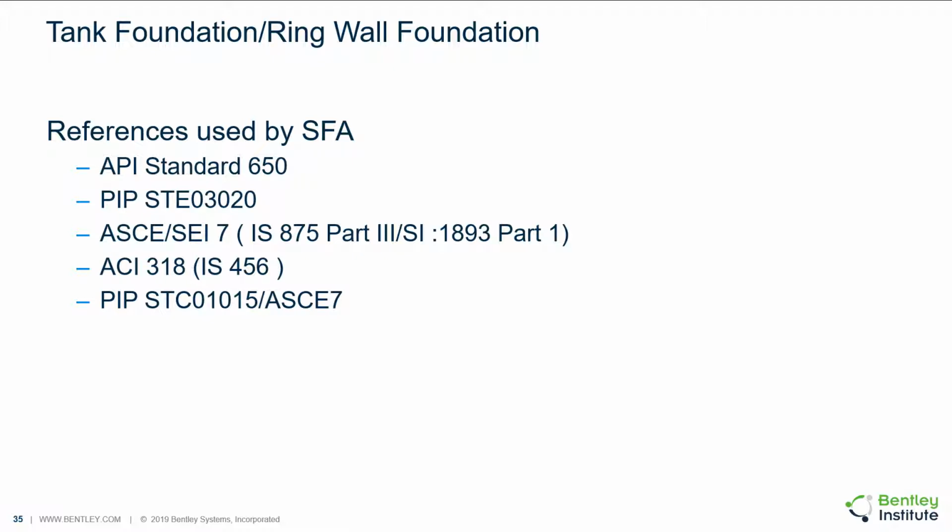The next foundation we are going to look into is the tank foundation or ring wall foundation. This slide lists the references used by STAAD Foundation Advanced. PIP STE 03020 Chapter 5 outlines the procedure for designing concrete ring wall foundation for tanks, which again is based upon the guidelines provided in API 650 and ACI 318. This slide also indicates the references for the Indian standards. The load combinations can be generated as per PIP STC 01015 or ASCE 7.